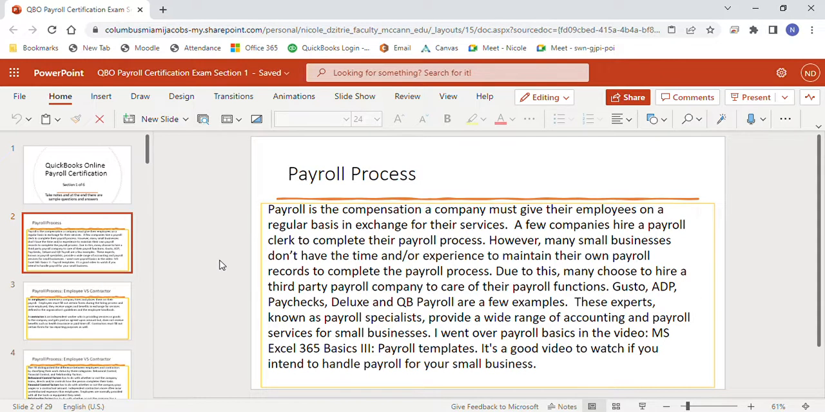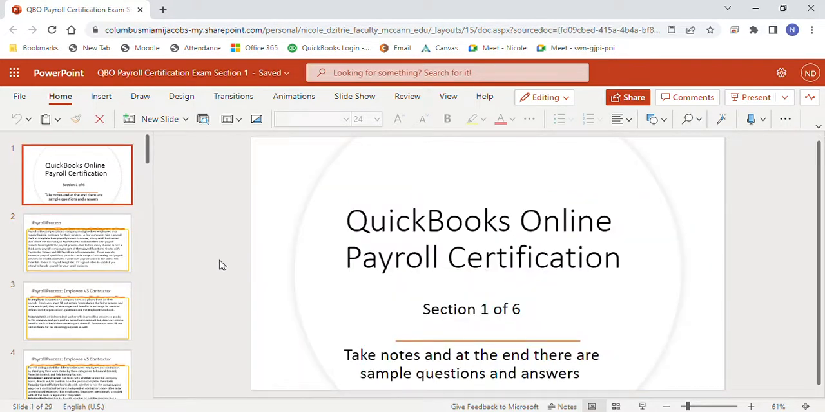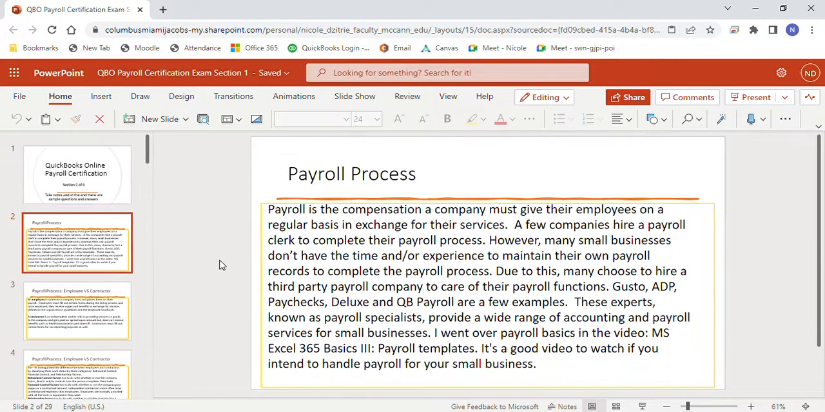So make sure, if you see my note over here, I said take notes, and at the end, that's where I'll have the sample questions and answers. So take notes on everything here, because as you already know, the questions change on a regular basis. So you're going to want to make sure I went over all the topics that are covered in each section. I've already started section 2, so hopefully I'll get 2 out in just a couple of days. Hopefully I can get this payroll certification exam done within like a week or a week and a half.